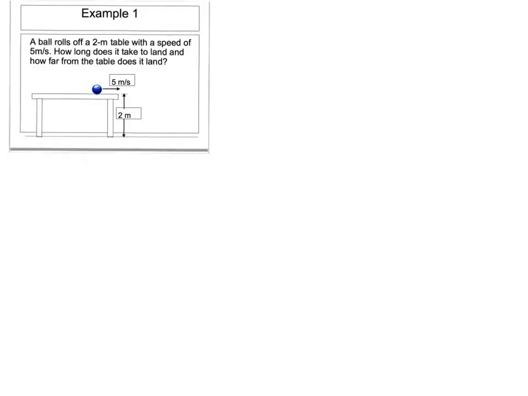Here's the next problem we're going to solve, or the first problem we're going to solve. A ball rolls off a 2-meter table with a speed of 5 meters per second. How long does it take to land, and how far from the table does it land?